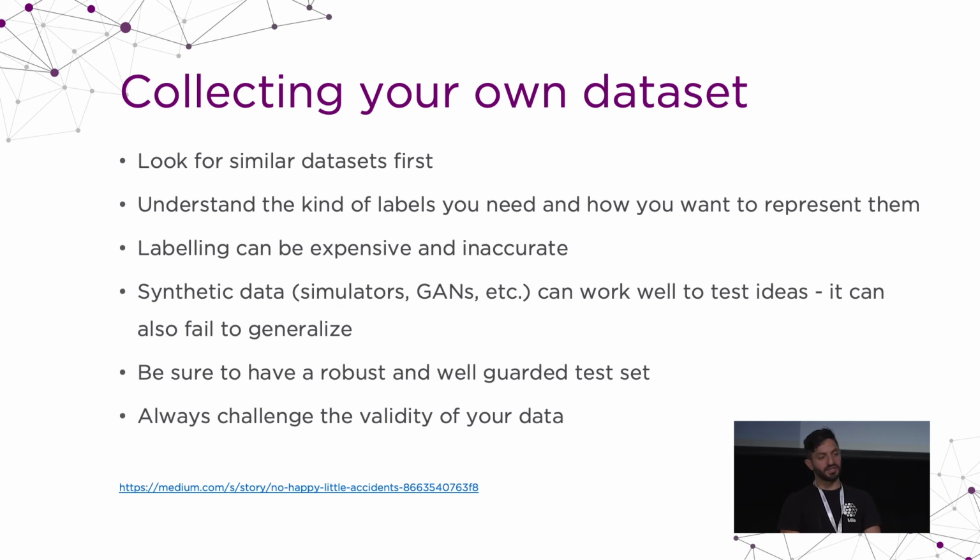There are some ways that you can generate synthetic data. For example, you can think of a simulator. If you're trying to build a self-driving car, you might want to build a virtual environment to simulate driving a car, in which your neural network can learn from that simulator. You can also use GANs to generate images. We saw that GANs can generate some realistic looking images, so you might want to train GANs to generate some more data. This can work well to test ideas, but it can also fail to generalize.